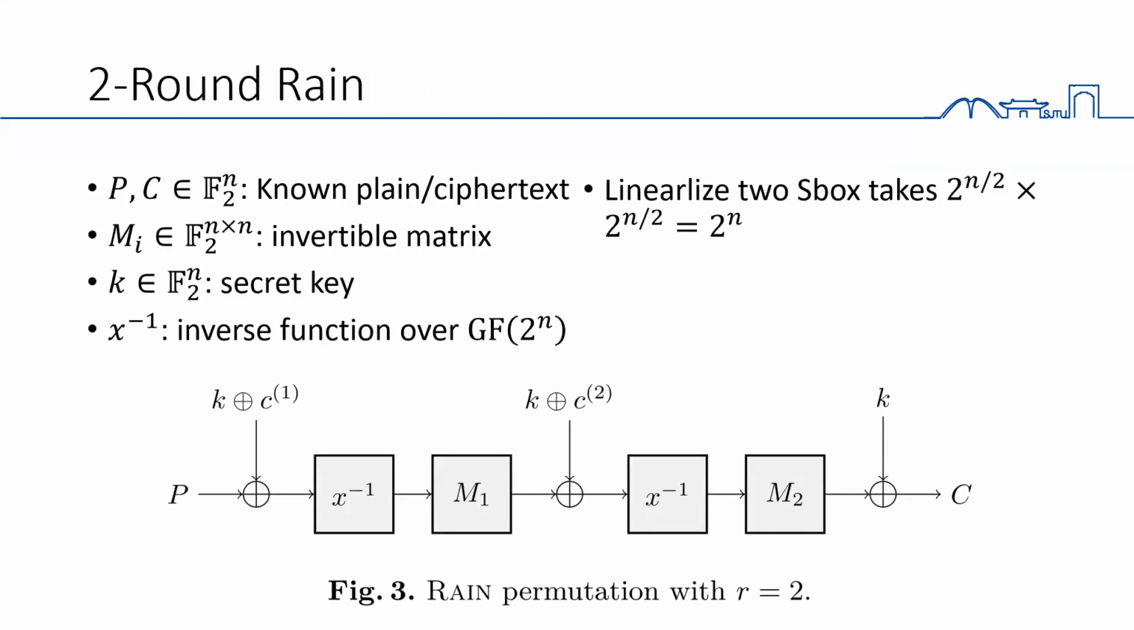Let's move to two-round analysis. So first, linearizing two rounds at the same time takes 2 to the half of n times 2 to the half of n, which is 2 to the n. This is not better than brute force. So we have to come up with some new ideas.